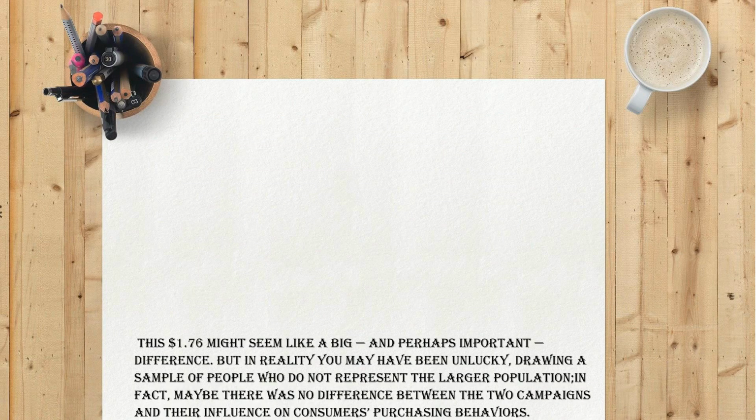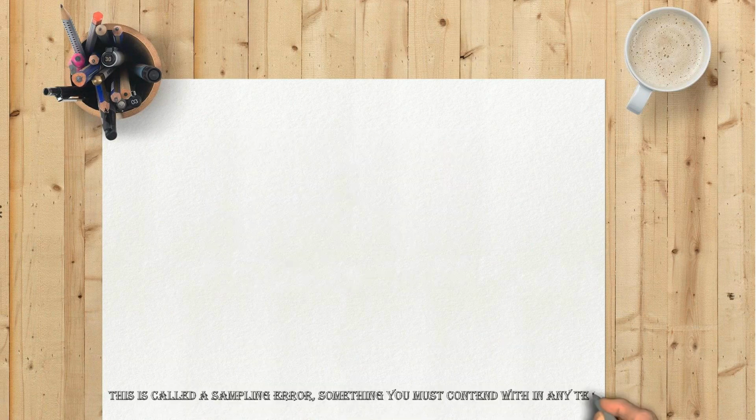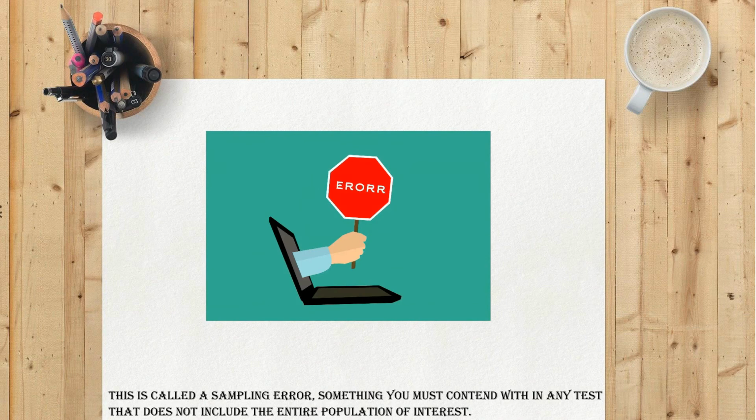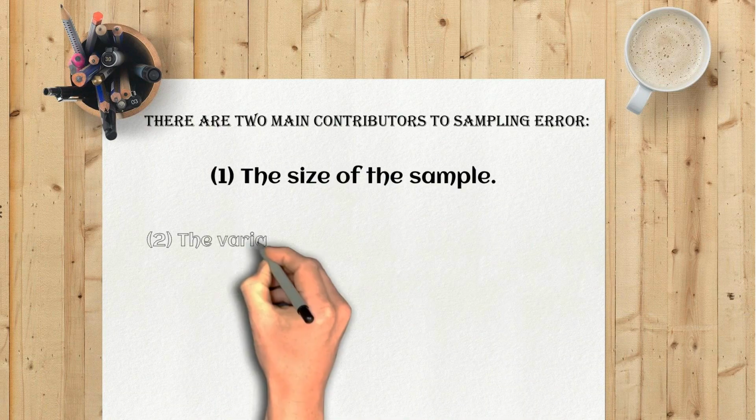This $1.76 might seem like a big, and perhaps important difference. But in reality you may have been unlucky, drawing a sample of people who do not represent the larger population. In fact, maybe there was no difference between the two campaigns and their influence on consumers' purchasing behaviors. This is called a sampling error, something you must contend with in any test that does not include the entire population of interest. There are two main contributors to sampling error.